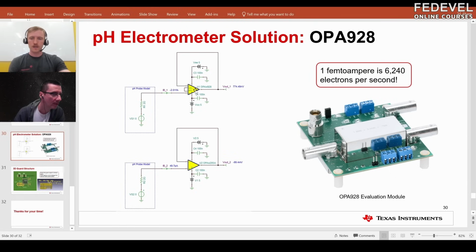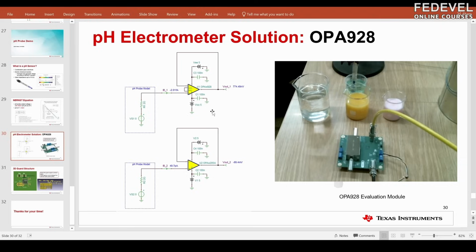So for our high impedance amplifier at the top here, the model shows 2 femtoamps of input bias current, and you'll see our output is showing almost 0 volts. This is some nanovolts or microvolts, as you might expect. So I can go ahead and show you the measurements that we can take. I have it set up here in this configuration.